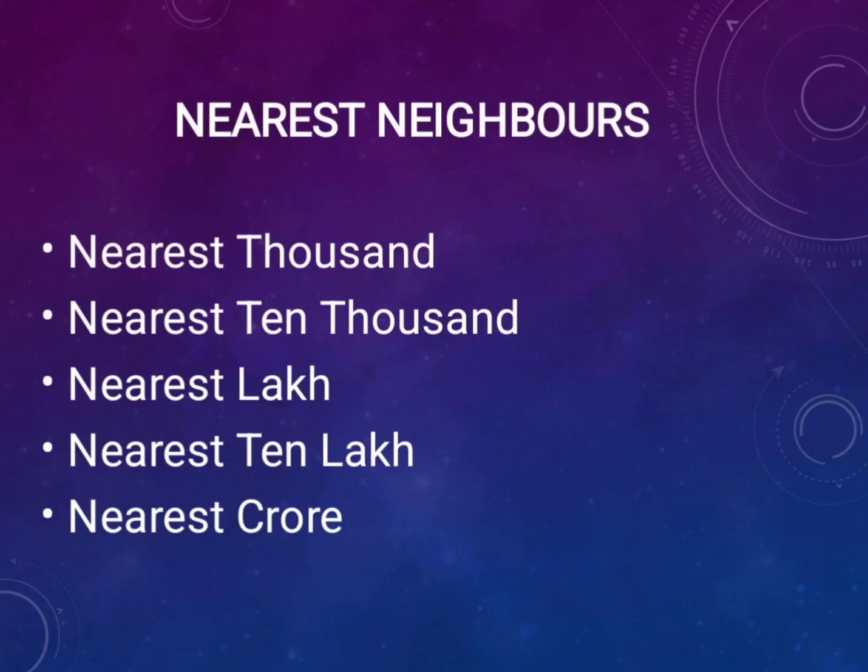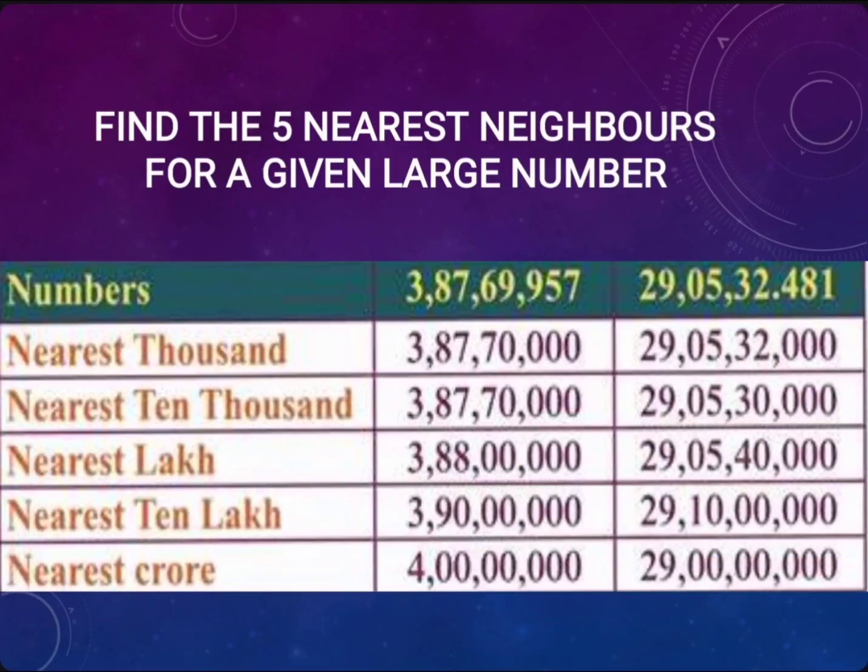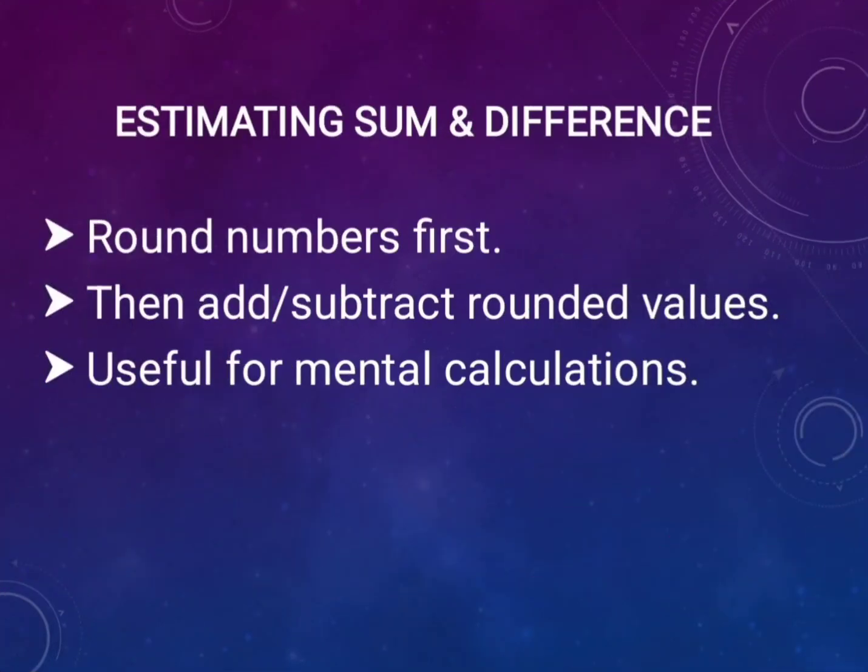For a number under the Indian system, if it is given in crores, the nearest 5 neighbors will be the nearest 1000, nearest 10,000, nearest lakh, nearest 10 lakh and then nearest crore. It can be written in any order. So for instance, if two numbers are given, you can find the nearest numbers using the method of rounding up and rounding down. So nearest crore, 10 lakh, lakh, 10,000 and 1000 are as follows.